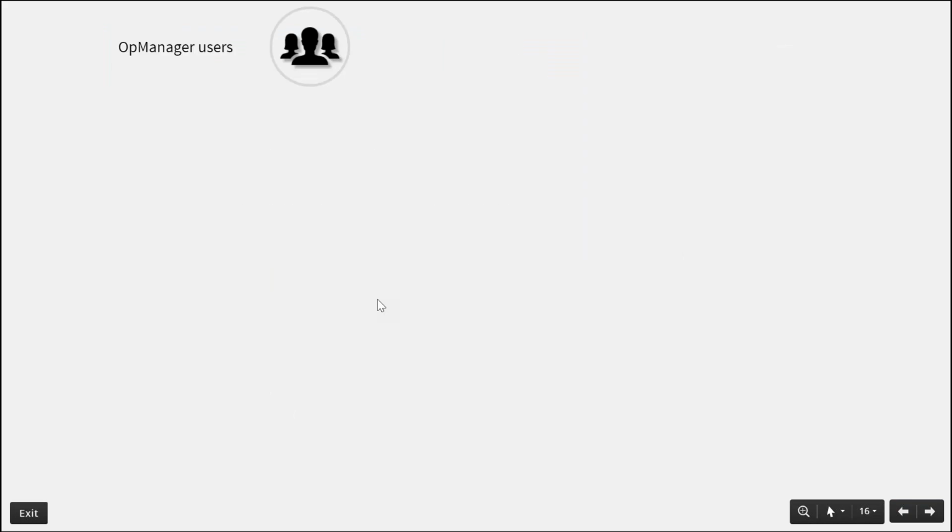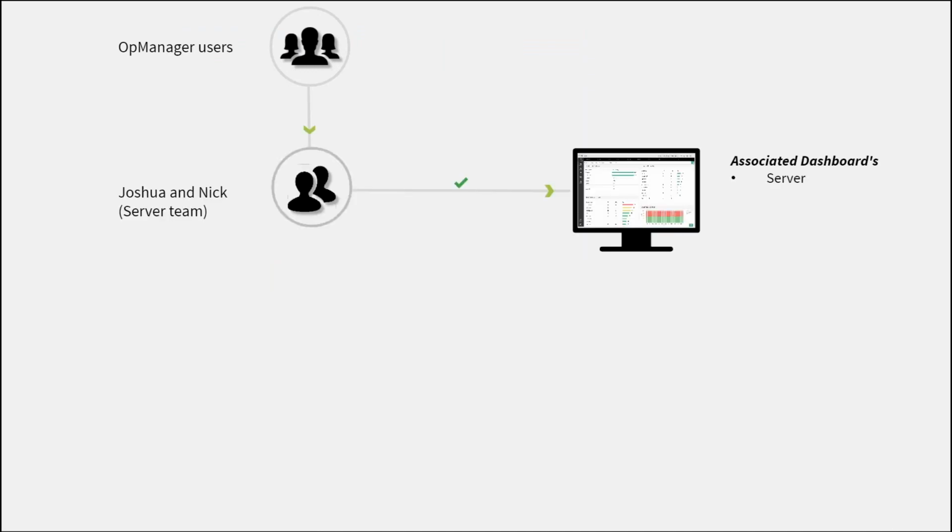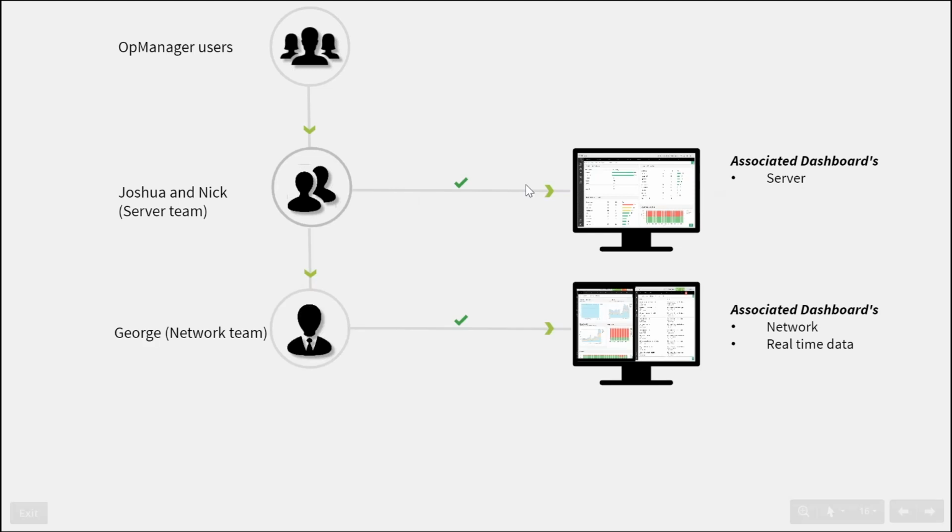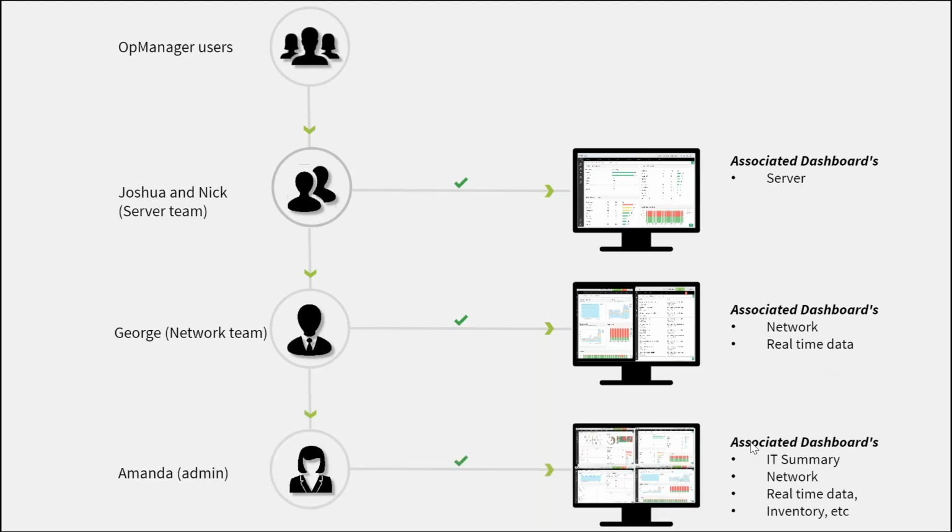One more thing that you could do with the OpManager dashboard is that you're creating a set of users. So we have Joshua and Nick from the server team, and they have access to only the servers. Okay, so with that, we have George from the network team too, who has access to network and real-time data. And we have Amanda from admin, who has access to all the IT summary, network, and real-time data. So you can see that this was actually achieved, which I already did.